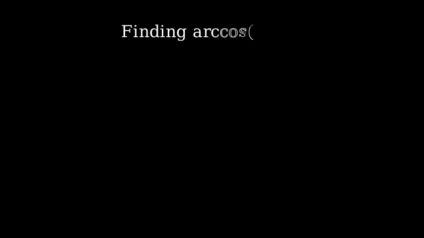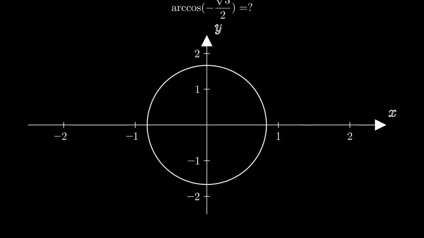Let's solve for the inverse cosine, or arc cos, of negative square root of 3 over 2. To find this value, let's recall what inverse cosine means. The inverse cosine gives us the angle theta in the interval from 0 to pi radians, whose cosine equals our input value. In this case, we're looking for the angle whose cosine is negative square root of 3 over 2.